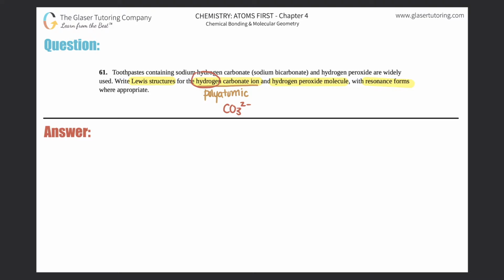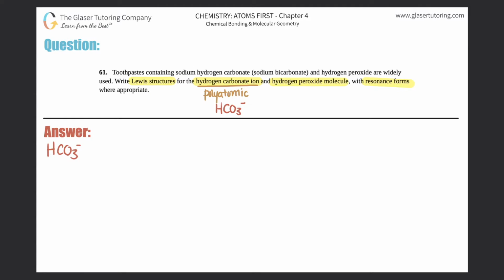But they're now telling me that it's hydrogen, and hydrogen is usually a +1. So hydrogen carbonate would technically be just one hydrogen in the front, and this -2 drops down to a -1, or just a minus in general. So that's what your hydrogen carbonate ion is. We have to write the Lewis structure for this ion, so let's first focus on that. I'm just going to say HCO3 minus.